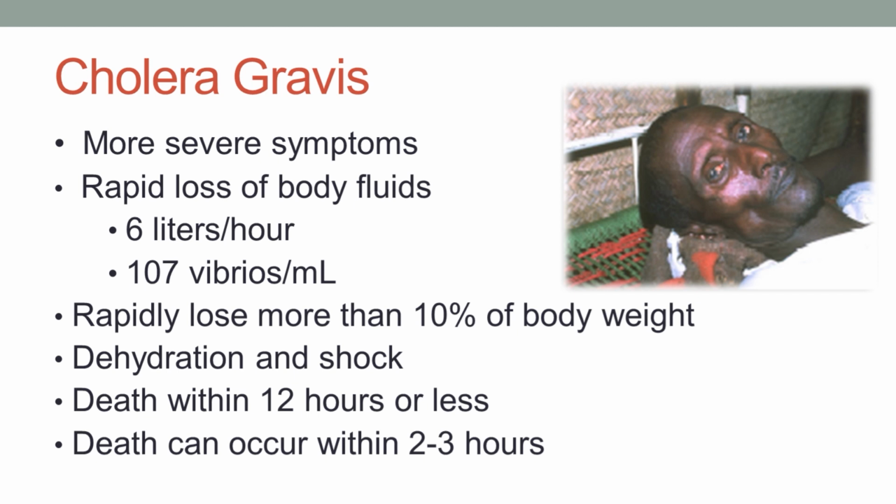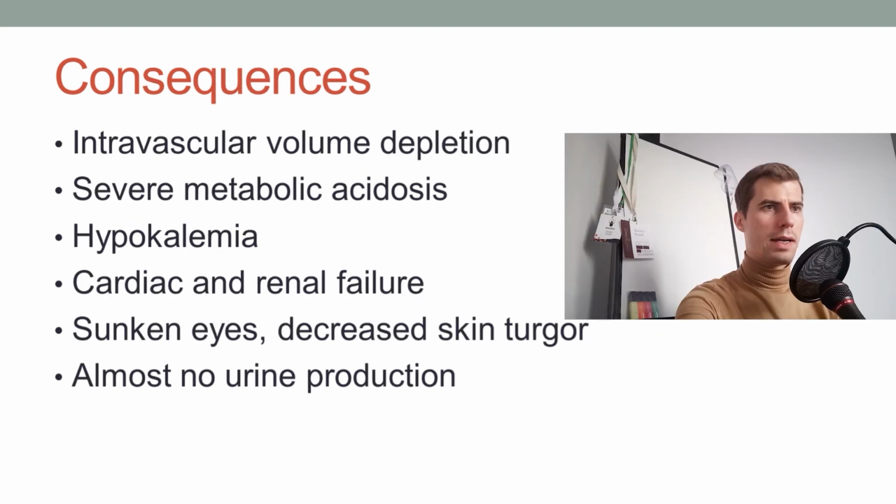And because of this huge loss of liquids, we rapidly lose more than 10% of body weight. And whenever these 10% are made up of just liquids, it is an extremely big problem. Also, severe cholera means that we have too much bacteria in the intestine. So a very high amount of bacteria will be found in the stools, and untreated, this disease will lead to very, very fast death.